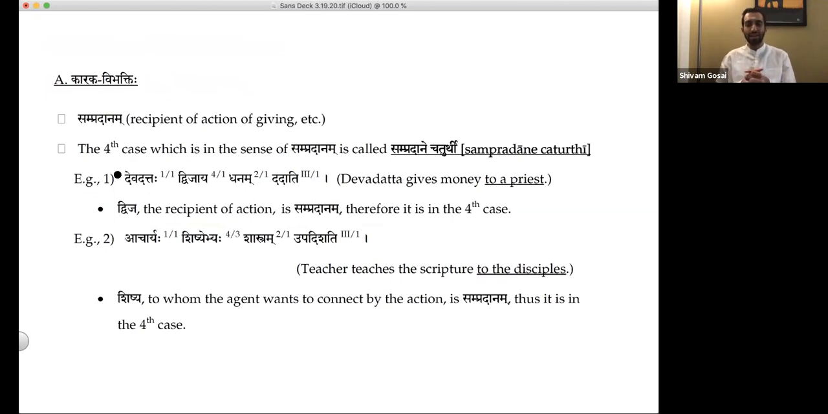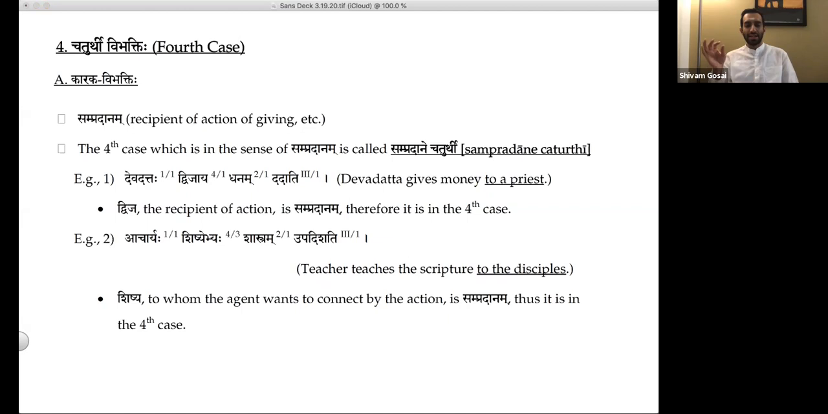So the fourth case can denote the sampradhanam. So the fourth case, when it's connected to which karaka? It's connected to sampradhanam. So when it's in the sense of sampradhanam, it's called, naturally, sampradhane chaturthi. We put that word in the seventh case. So sampradhane chaturthi. You might want to say that to yourself a few times so we can remember that.